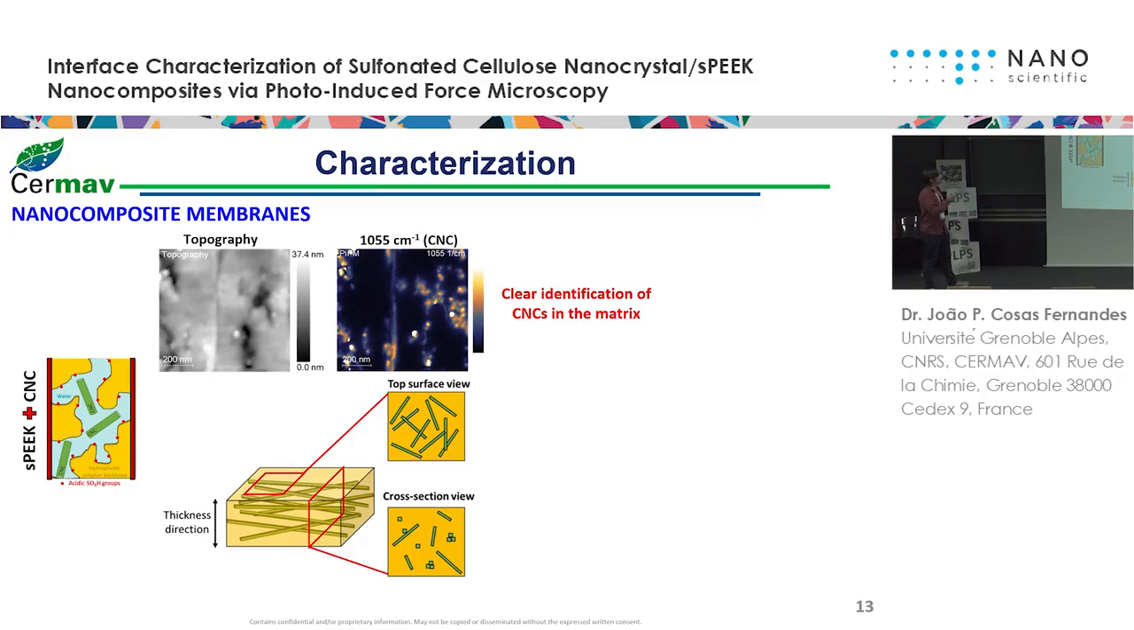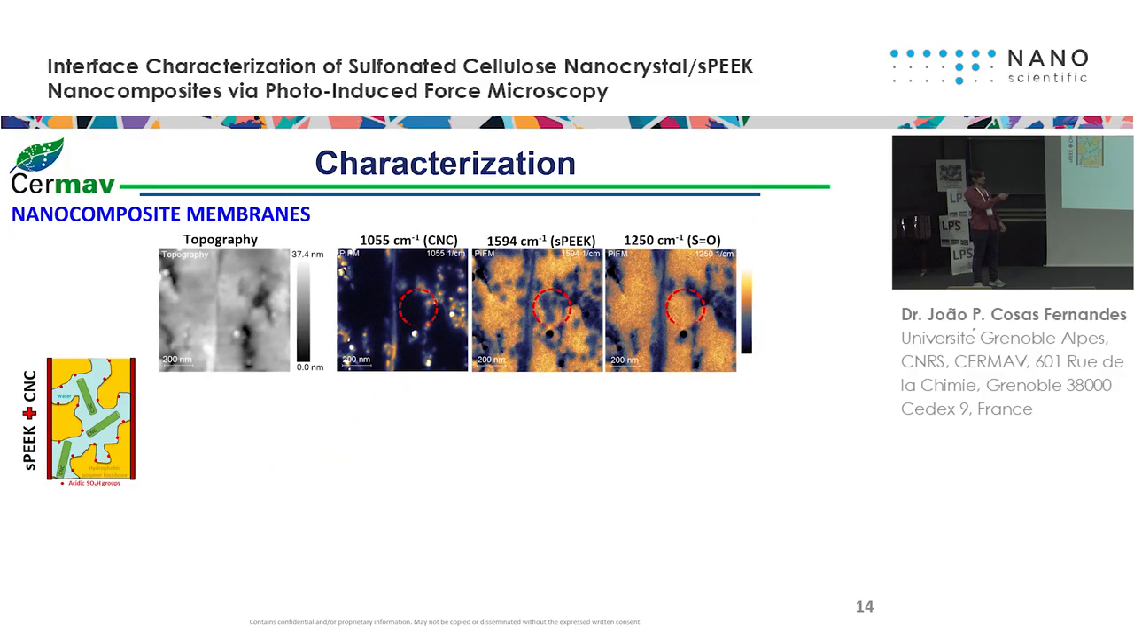And now I have a problem, because I wanted to see what happened with my sPEEK, and so I mapped the two wave numbers there. For sPEEK and for sulfonation, they are supposed to be complementary. Here I see the CNCs, here I do not see them, and here I do not see them. But there are some zones where I could see that even the wave number for sPEEK was lower. So it means that I have something else there.